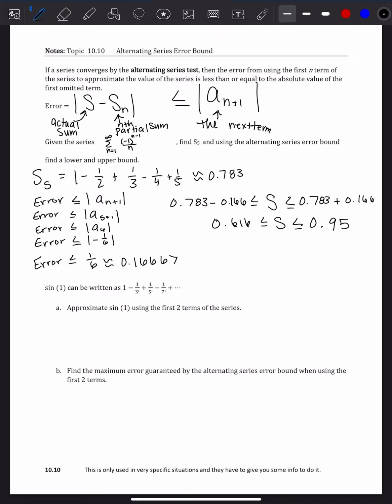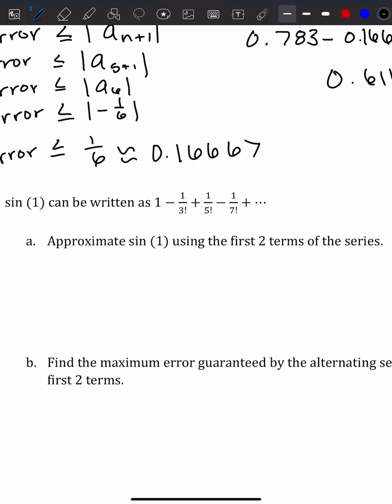Okay, so sine of 1 can be written as this following summation of terms. So we have 1 minus 1 over 3 factorial plus 1 over 5 factorial minus 1 over 7 factorial plus, and that goes on forever. This is kind of like a sign of things to come, just as a heads up. Approximate sine of 1 using the first two terms of the series. So our first two terms, when they're talking about, they're going to talk about non-zero terms. So sine of 1, our first term is 1, our second term is minus 1 over 3 factorial. So that's what we're going to use to approximate it.